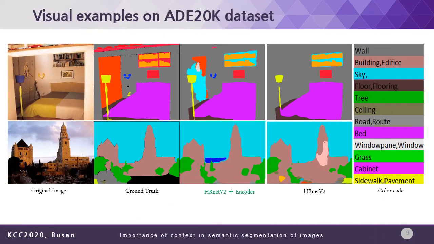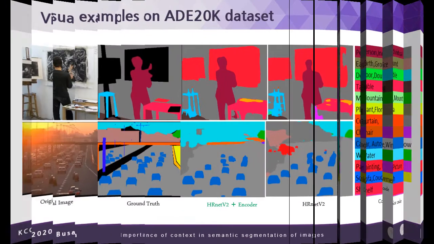Here, we visually compare our results with the original HRNet-v2. As we can see, HRNet-v2 fails to find the lamp, while ours can detect the lamp using contextual information, and also the curtain, while ours can find the curtain, and some other improvements as we can notice. And in the second row, we see that our work has less noise compared to the original HRNet-v2.